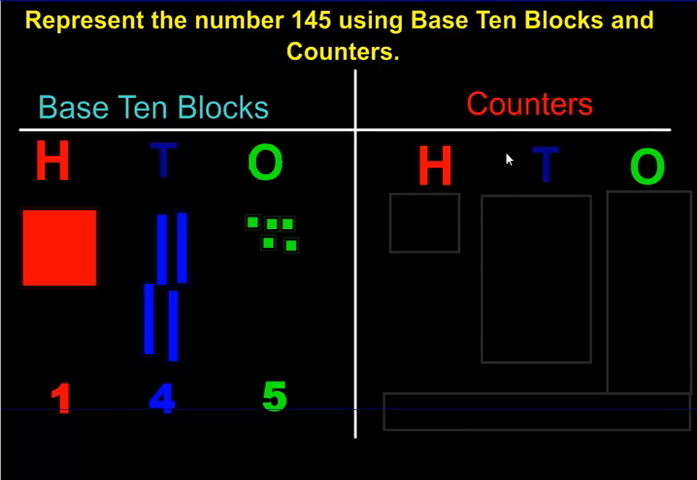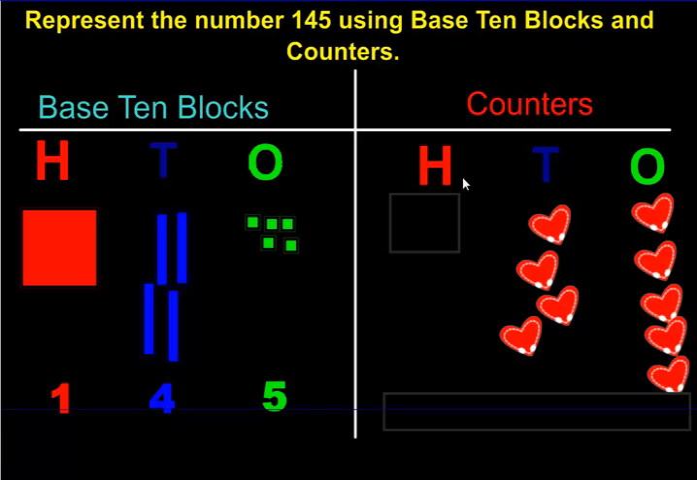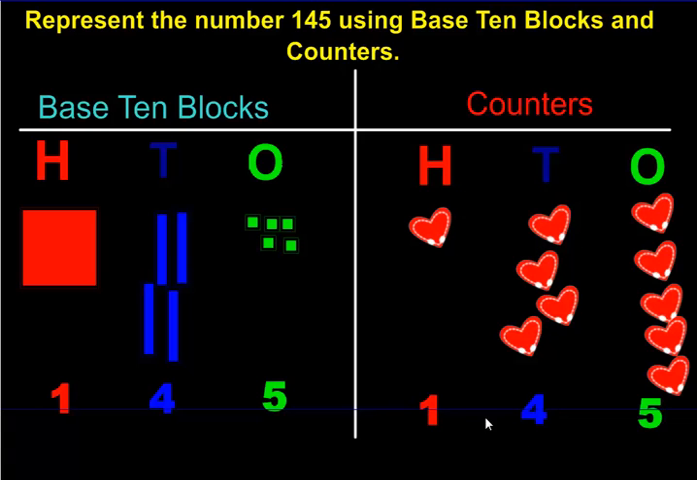But for counters, I got to decide here. Okay, what kind of counter am I going to use? Let's see, what did I use here? Okay, we need 5 counters in the ones. All right, we got hearts. So we got 5 hearts. And then I go next door to the tens. I need 4 counters in the tens. And I need 1 counter in the hundreds. And that says 145. It's the same numbers, just different ways of representing them.